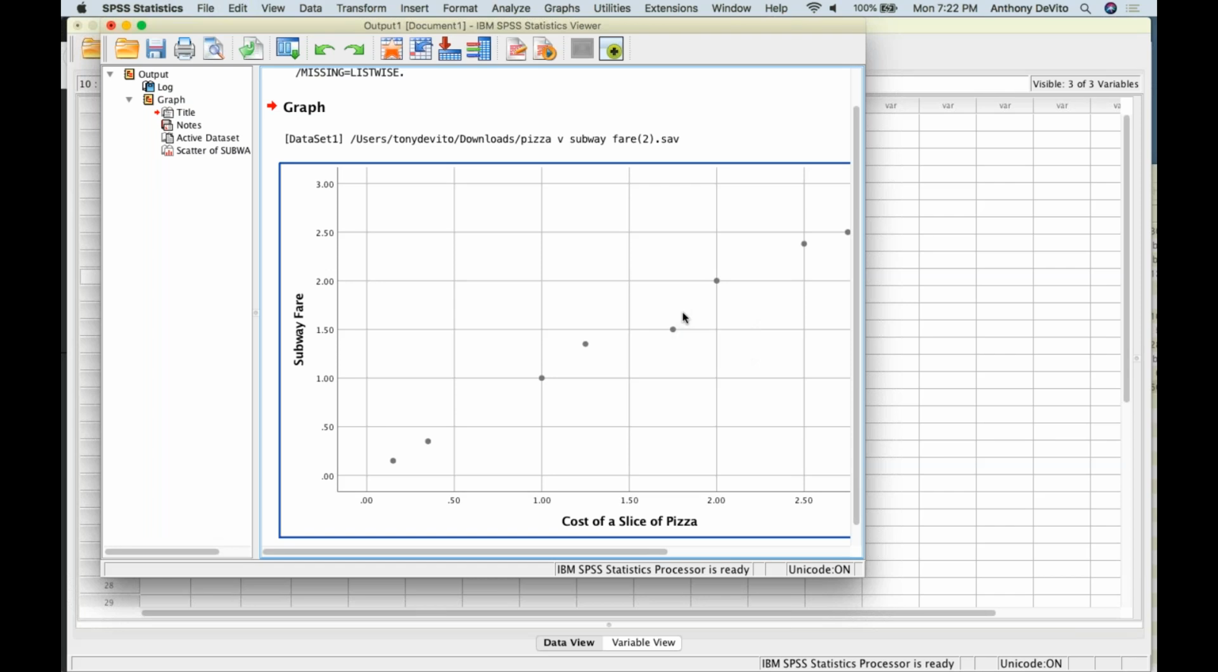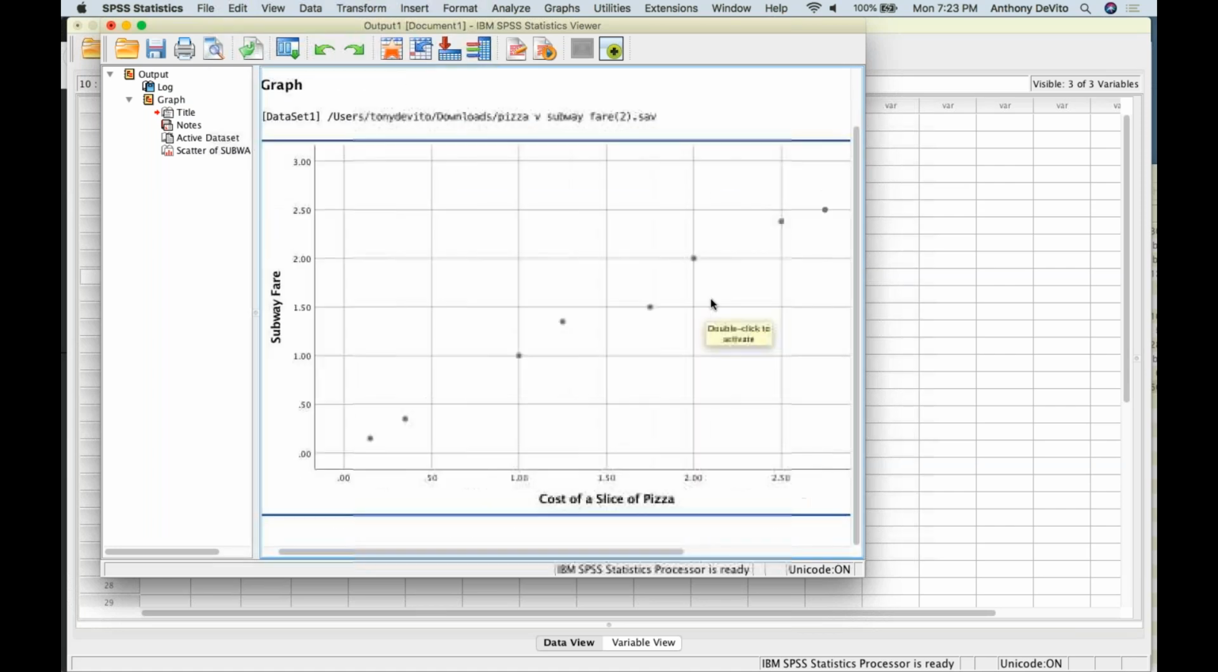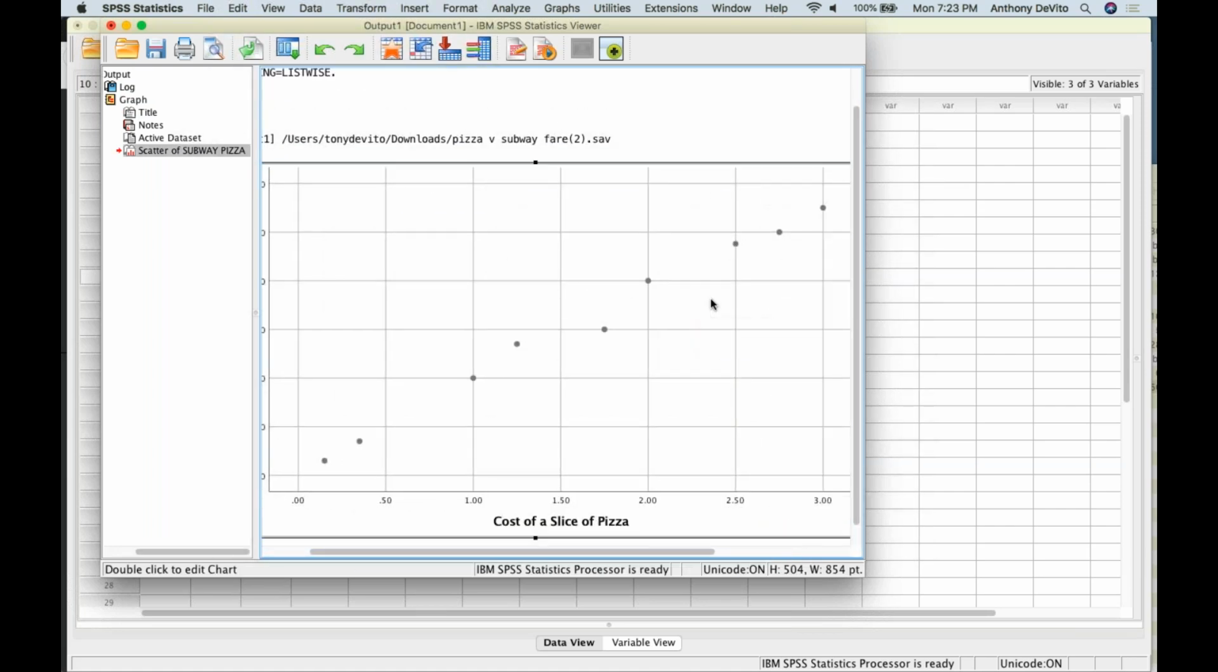What kind of correlation is this? Is it one where they both go up at the same time, or where one goes up and the other goes down? They're both going up at the same time. The pizza price goes up, the Subway fare goes up. That's called a positive correlation. Okay, not all correlations look this clean. Look how close these things are to forming almost a straight line. We could almost draw a straight line here if we wanted to.